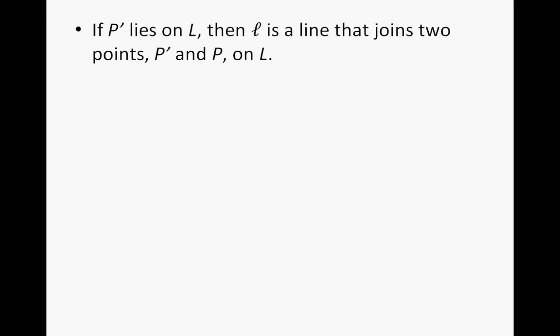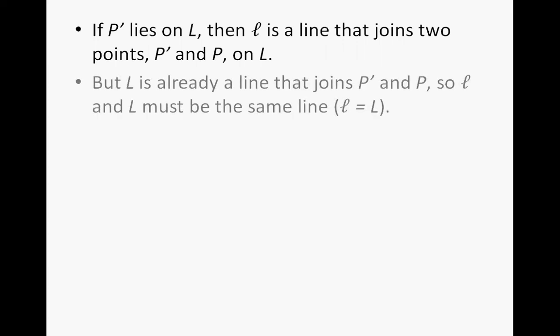So if P prime lies on L, then lowercase l is a line that joins the 2 points P prime, P on L. But L is already a line that joins P prime and P, so lowercase l and uppercase L must be the same line. Because again, we're saying if l joins P prime and P, then it has to be the same line that we're talking about. So the lowercase l and uppercase L are actually the same line.